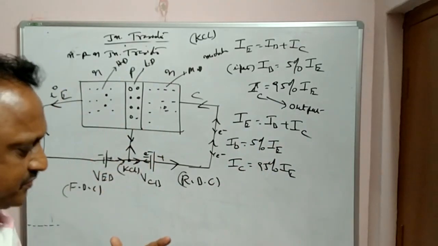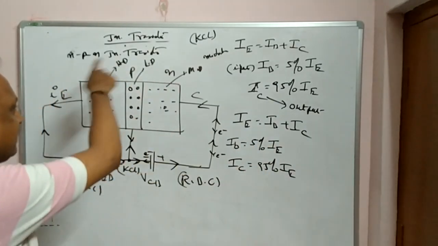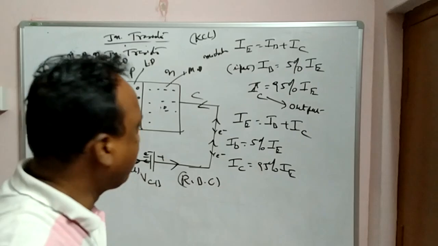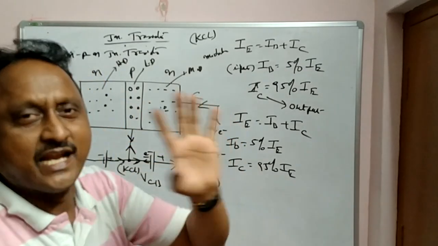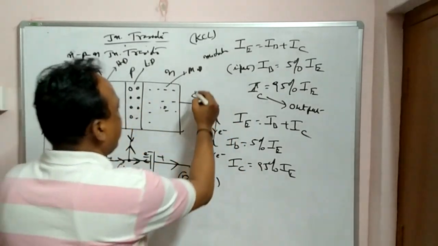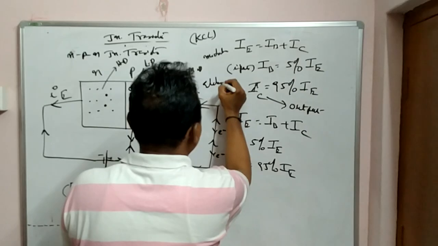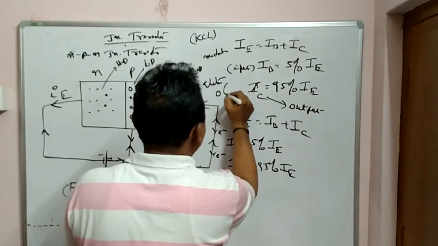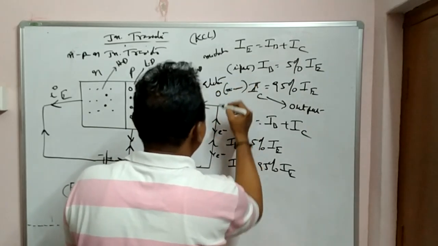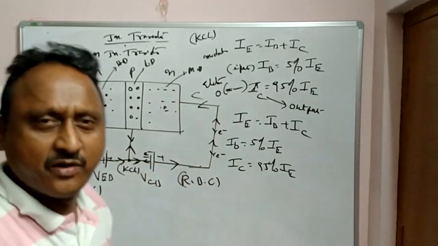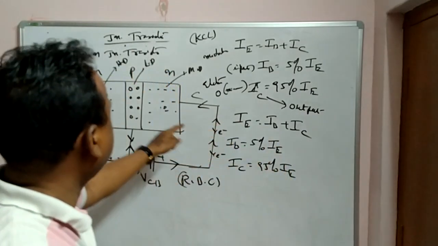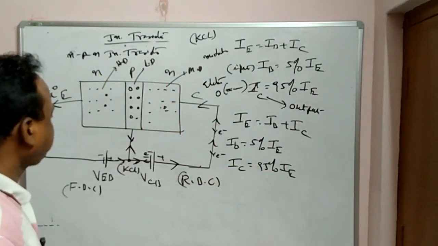So here also you can observe, in this fashion the NPN junction transistor works, and the majority charge carriers are electrons. Majority are electrons and minority are holes. Holes are minority. Majority charge carriers are electrons, minority are holes. You can see mostly electrons are there.